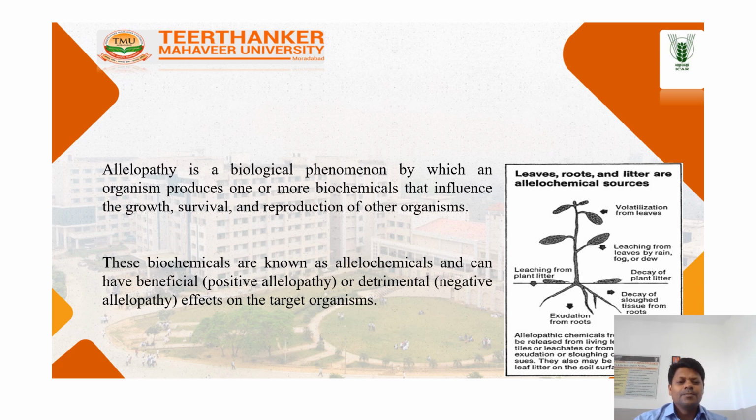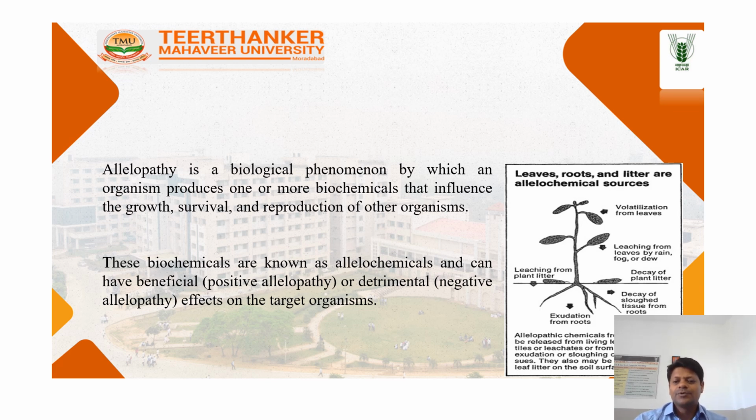Allelopathy is a biological phenomenon by which an organism produces one or more biochemicals that influence the growth, survival, and reproduction of other organisms. These biochemicals are known as allelochemicals and can have beneficial, positive allelopathic, or detrimental, negative allelopathic effects on the target organism. Allelopathy can have a negative effect on the plant, and maybe both negative and positive effects.